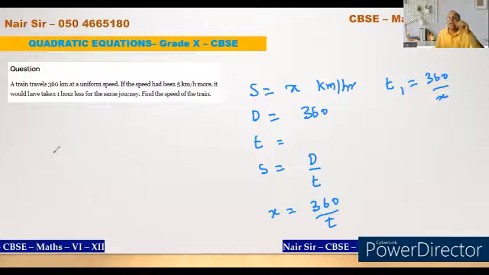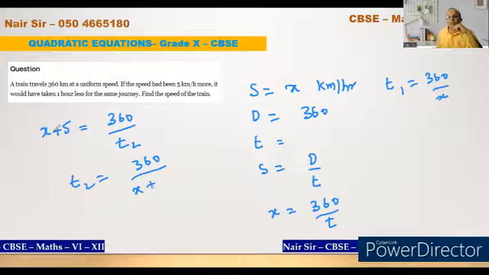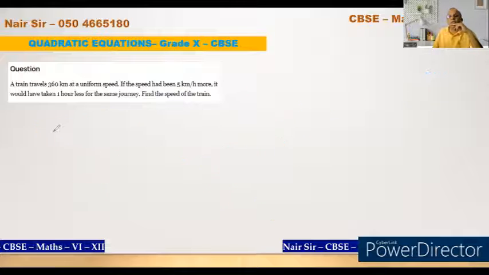Fine. This is one. Now the second time is saying that if the speed has been 5 kilometers more, so what will happen? x plus 5 is equal to the distance, which remains the same, upon time, which I don't know. So let's say this is T2. So T2 is equal to 360 upon x plus 5. And what is it saying? T2 minus T1 is equal to 1 hour. Equation आ गया? नहीं समझ में आया तो पूछ लेना. Okay? Do ask.